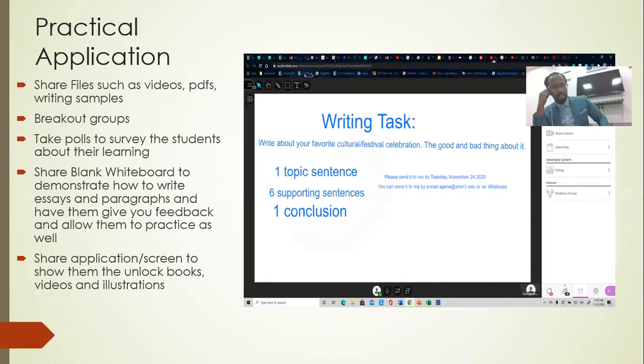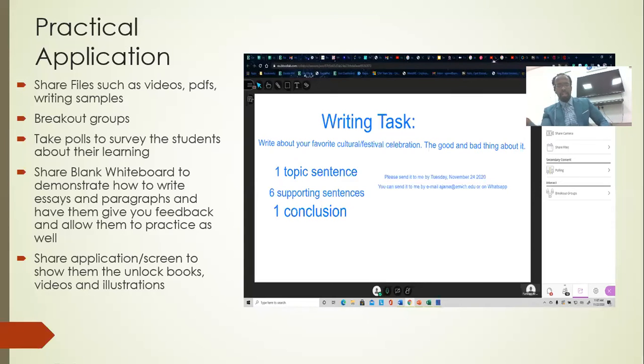This is another topic that Anhar will be talking about, which is the writing. He will give his expertise on that, but for me, I'm just showing you some practical application. Obviously, we're using Blackboard this semester, and there are a lot of features on there. You could share files such as videos, PDFs, writing samples. You could put the students into breakout groups. You can take polls to survey the students about their learning.